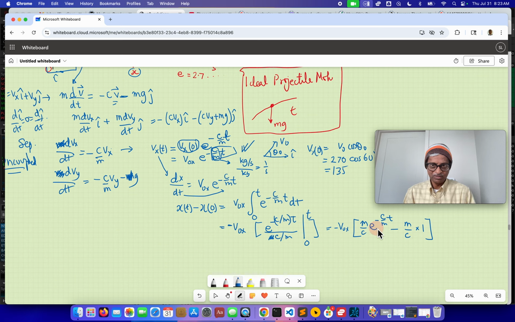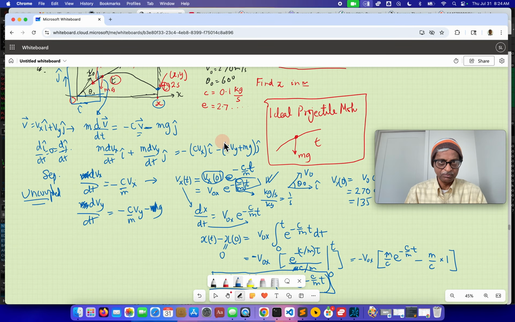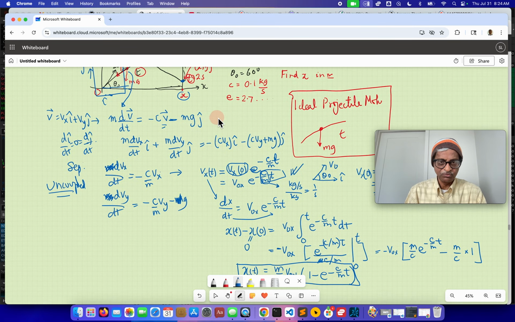And you can see this is bigger than that, and so m over c v0x times 1 minus e to the power minus c over m t. But this x at 0 is equal to 0 because we were at the origin. So x of t, and we can use this with our given values to figure out what x is.